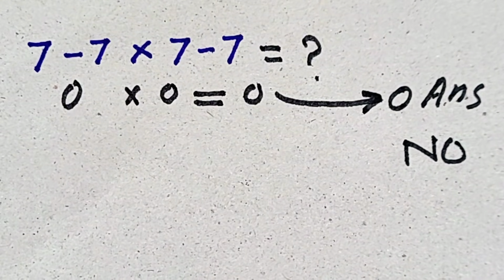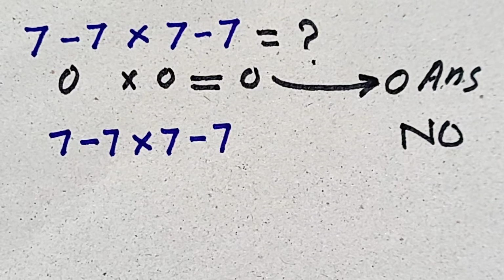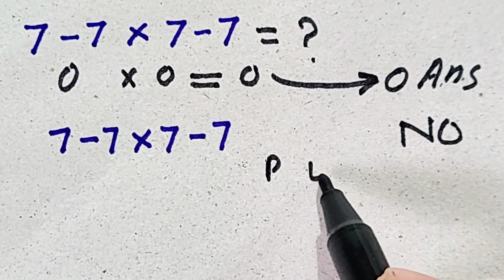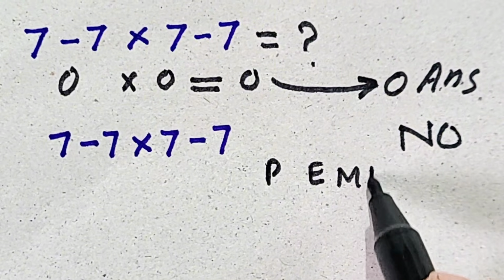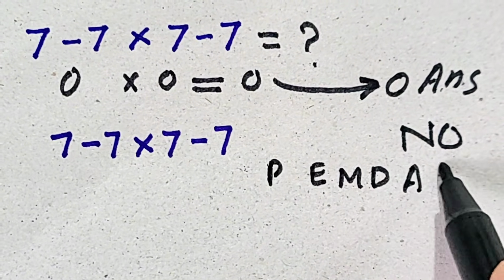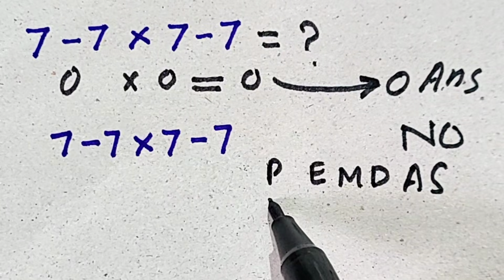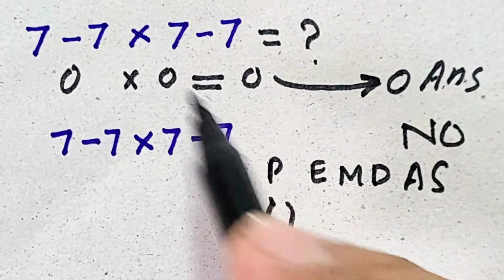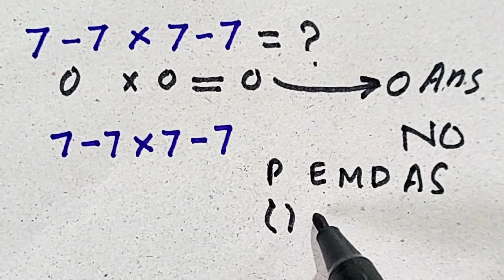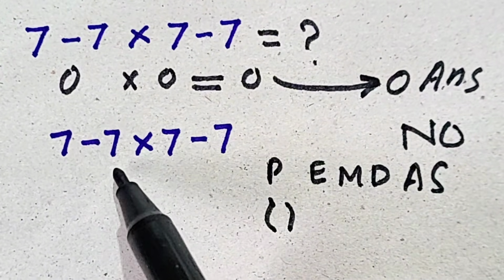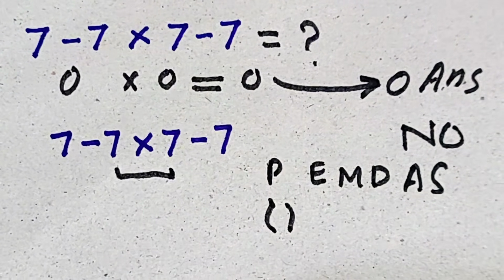Let us solve it again. We have to apply PEMDAS: parenthesis, exponent, multiplication and division, addition and subtraction to handle this question. Parenthesis means bracket, but here we don't have any bracket. Exponent is power, we don't have any square or cube. Multiplication is there, yes, this is multiplication.